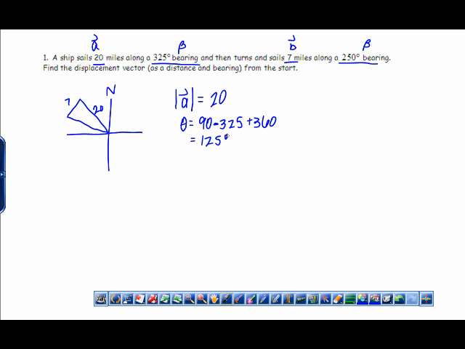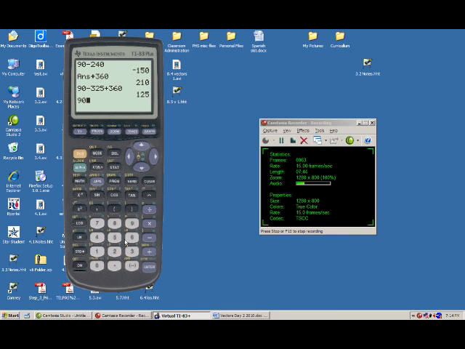Now this is still an obtuse angle, so I'm going to have to deal with that, but that's not too bad. Okay, now let's think about my other vector, vector B. So I know that the magnitude of vector B is 7, and I know that the theta for vector B should be 90 minus 250. And again, this is going to give me a negative number, so I'm going to have to find the coterminal angle by adding 360. So 90 minus 250 plus 360. I get 200.